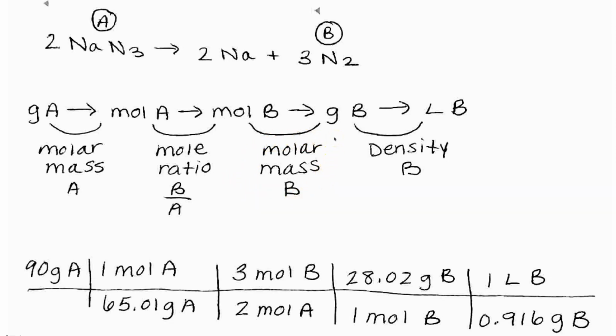And then as the question said, I needed liters. So we were given the density, and we used that number. As you can see here at the bottom, grams of A cancels, moles of A cancels, moles of B cancels, and then grams cancels again, giving us liters of B, which is nitrogen gas, which is what we are trying to solve for. Any questions on the setup here?